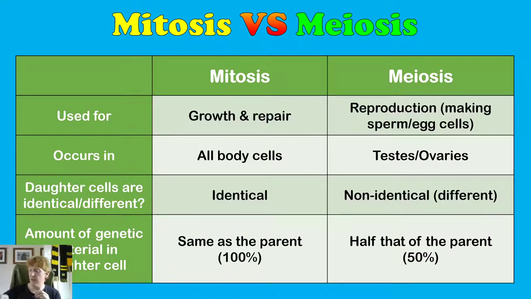Okay, so if we have a sperm with half the genetic material of a parent and an egg with half the genetic material of a parent, when we combine them, we get 100%, or we get enough genes to make us, right? Which is what reproduction is all about. It gets us diversity, and it's wonderful. But that is mitosis, and that is meiosis, okay? And you need to be able to do those four comparisons there.